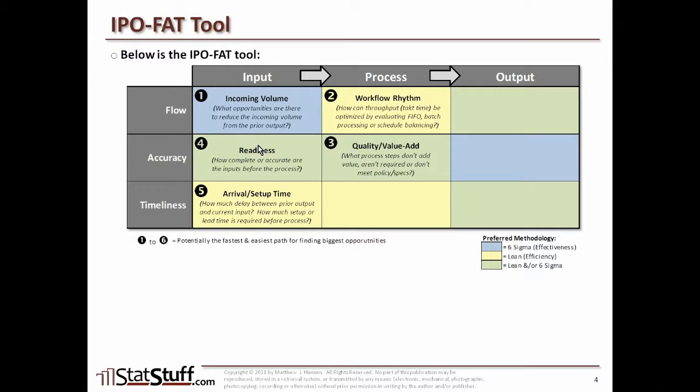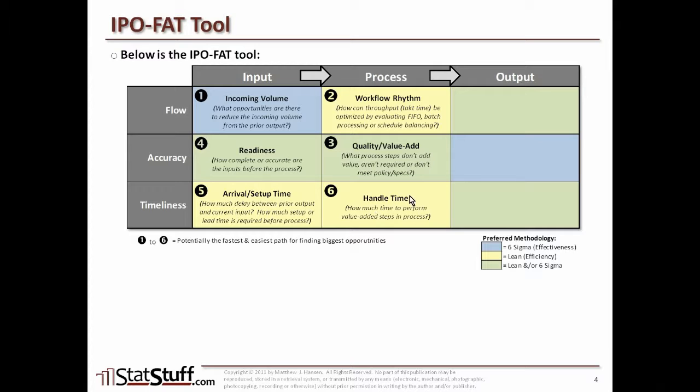Next thing to look at is from the timeliness perspective, that is the arrival or setup time. That is, we might ask ourselves how much delay is there between the prior output, again as an input, this is actually as an input is an output from some prior process before it. So how much delay is there between when it was an output from the prior process to being the current input now? And how much setup or lead time is required before we can get it into the process itself? By identifying those things, that might be a way for us to speed up the actual timeliness involved for whatever it is we're producing. And then the last one to look at on here is handle time.